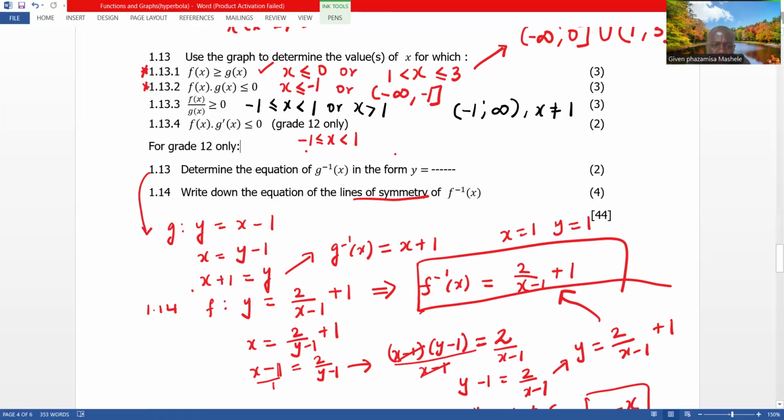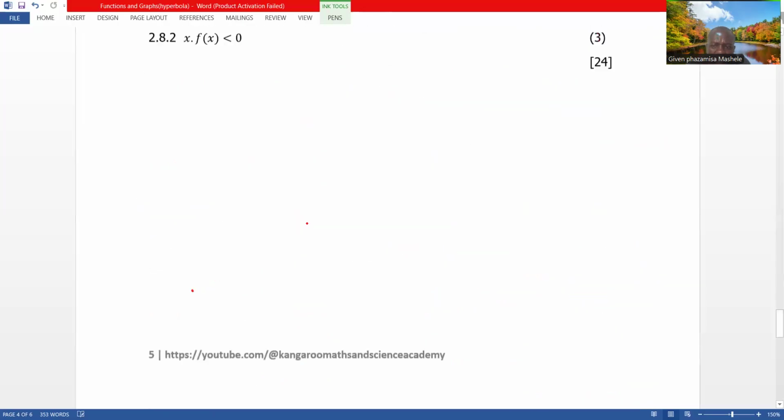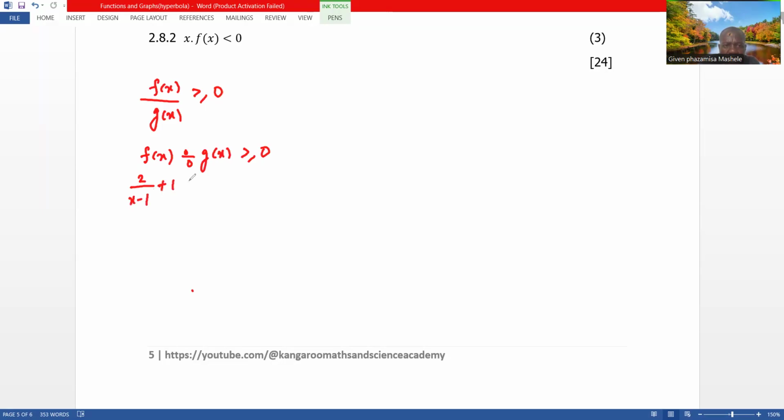Now, how about f of x times g prime of x? We can still do it, even the other one where we said f of x over g of x is greater than 0. So just to confirm, f of x divided by g of x is greater than 0. What is f of x? It's 2 over x minus 1, plus 1, divided by x minus 1. So we have to simplify the fraction.